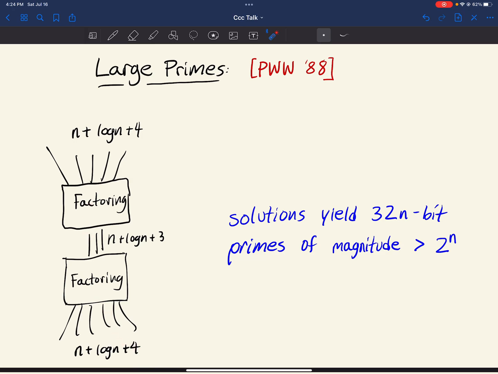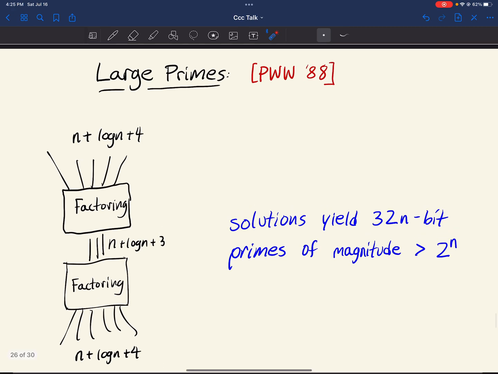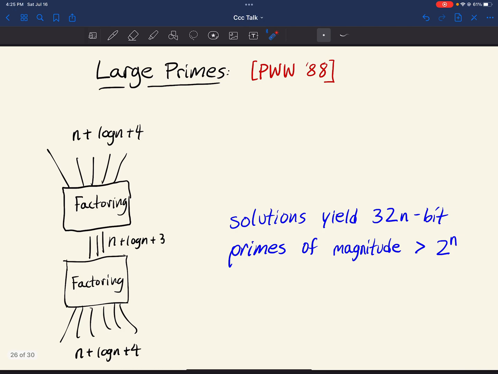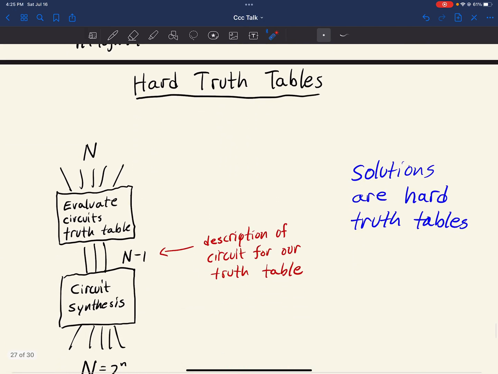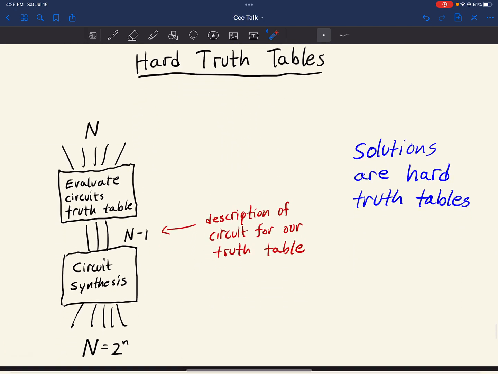And the incompressible strings for this pair, so the solutions to the Pigeonhole principle for this pair, are going to be large prime numbers, so like n-bit primes of magnitude greater than 2 to the n. And it's a notorious open problem how to efficiently deterministically construct large prime numbers. And it's even an open problem with a factoring oracle. And so that's going to be our first example, and we'll come back to how our results imply something about this problem. And the other interesting example is about hard truth tables for functions.